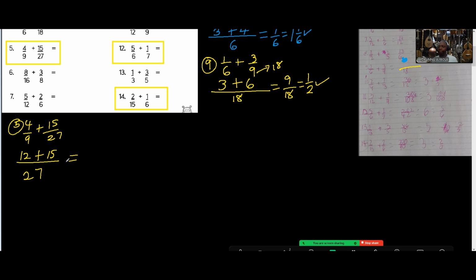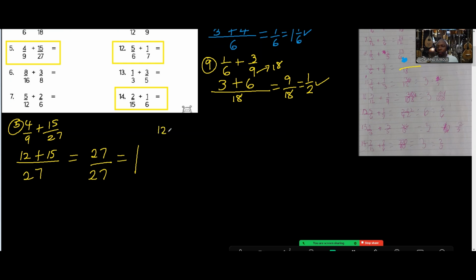So 12 plus 15 is what? 27, right? Over 27. And our answer is 1. So that means it's not going to give us a fraction, but a whole number.